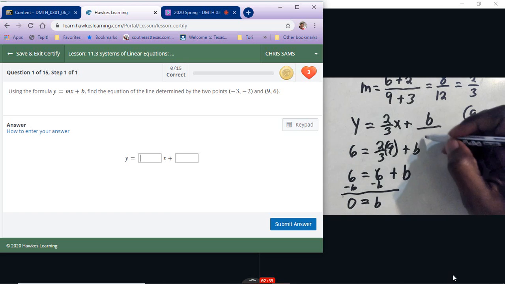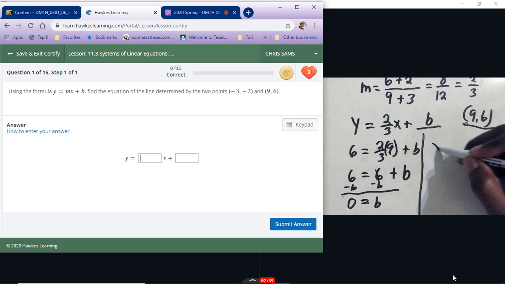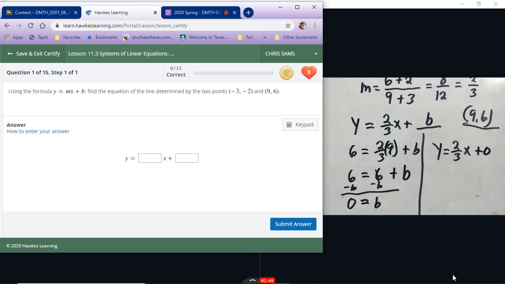Alright, so my overall equation, picking back up where we left off, y equals 2 over 3x, and then you can say plus 0 or you can just leave it blank. So I don't think the plus 0 is necessary here, but we do need that fraction, 2 over 3, and you can put the 0, it shouldn't hurt anything.